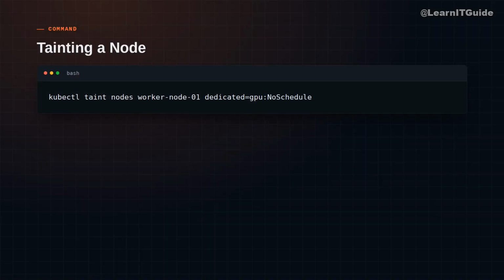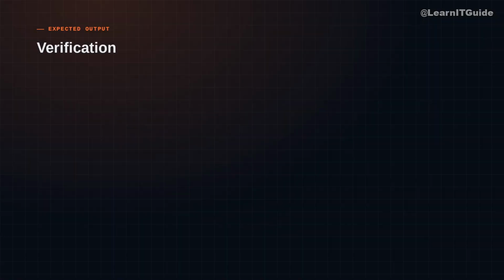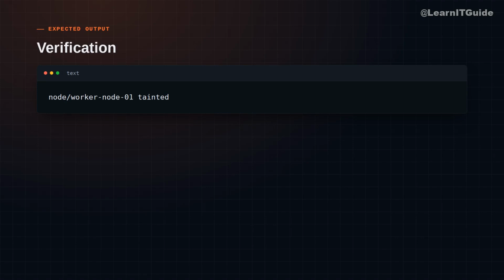Now, let us actually taint a node. We use the kubectl taint command followed by the node name, the key value pair, and the effect. Here, we are using the NoSchedule effect. This tells Kubernetes that any pod without a matching toleration will not be scheduled on this specific node. If the command was successful, you will see a simple confirmation message on the screen. This means the node is now officially tainted, and the scheduler will start respecting that restriction immediately.